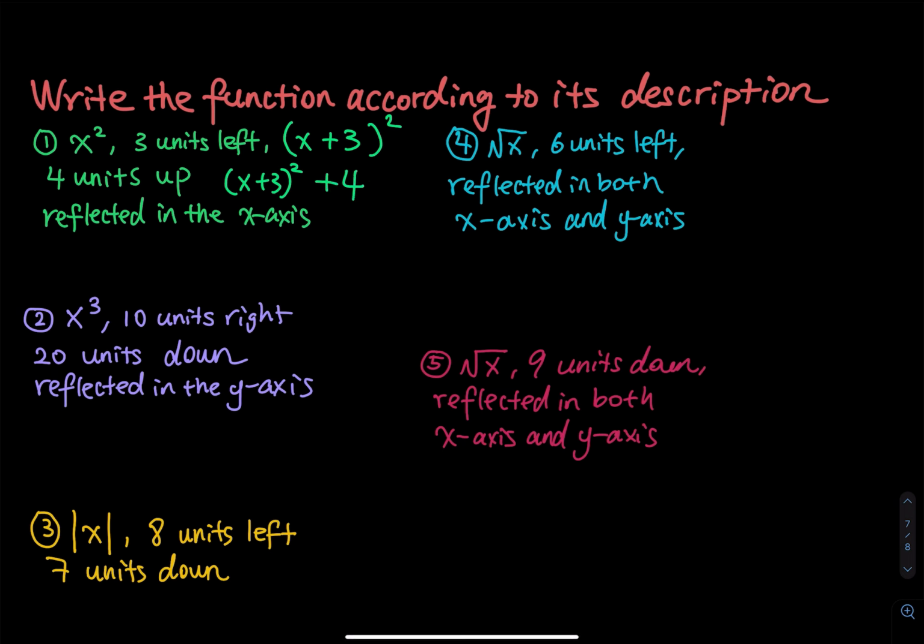And then the next one is a reflection in the x-axis. Reflection in the x-axis. This piece, (x plus 3) squared, is always positive. To make a reflection, you have to put a minus in front. So you have a minus (x plus 3) squared plus 4. So this is the answer that I am looking for.